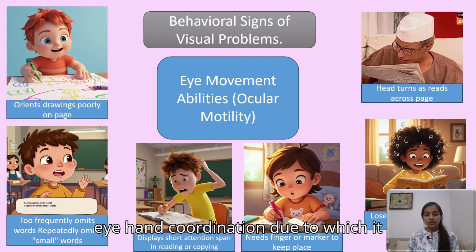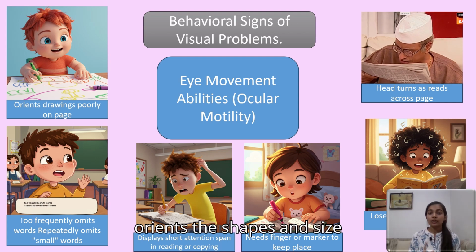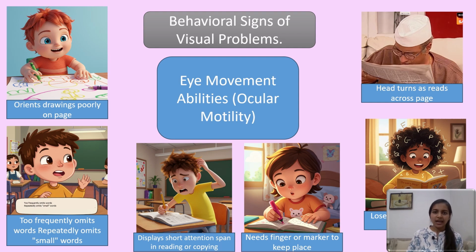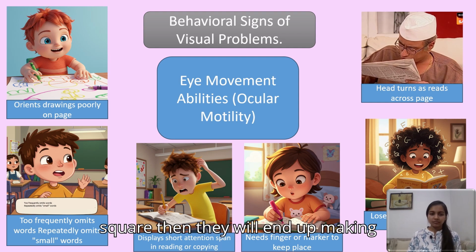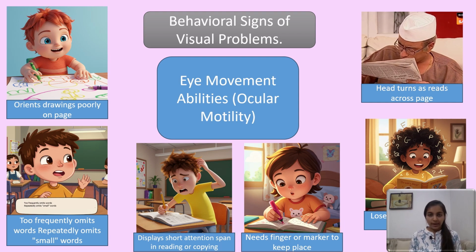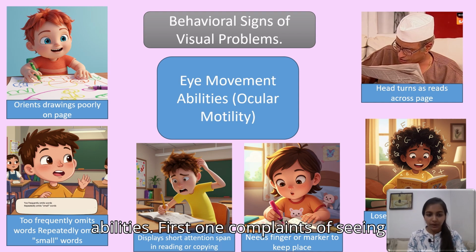Next is drawing poorly on page. Generally the students with visual impairment have less eye-hand coordination, due to which they orient the shapes and sizes very weirdly. Like if they want to make a square, then they will end up making a triangle. Then this could be visual impairment.